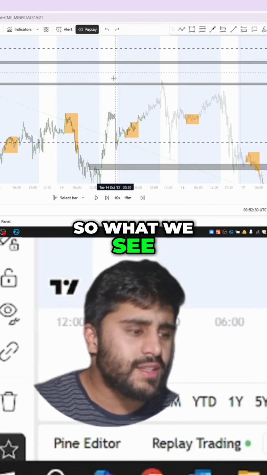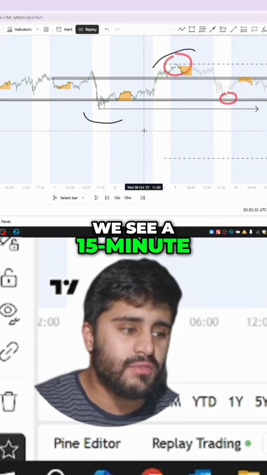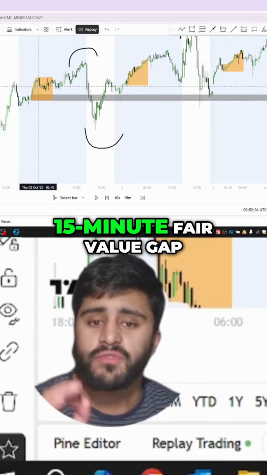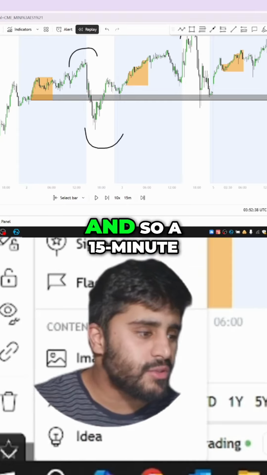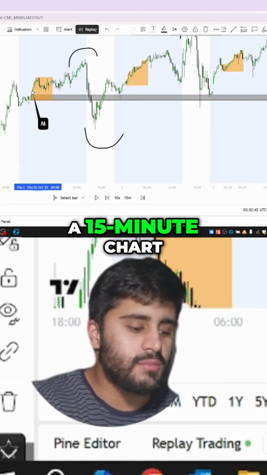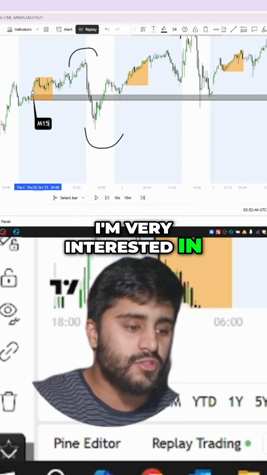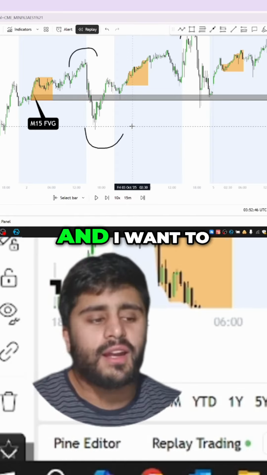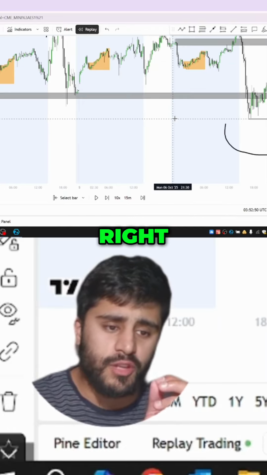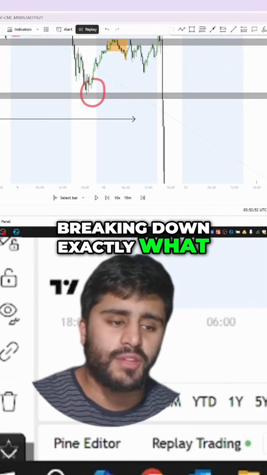So what we see here is a 15-minute fair value gap, right? This zone right from the start was derived from a 15-minute fair value gap, and a 15-minute fair value gap is what we see over here. So I always use a 15-minute chart, right? I'm very interested in using the 15-minute chart, and I want to see the interaction between buyers and sellers at this zone, right? So I'm going to be breaking down exactly what that means.